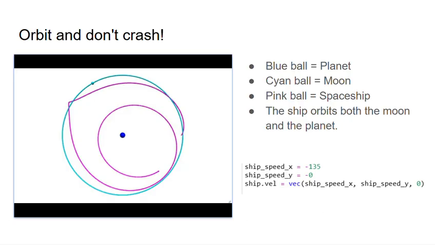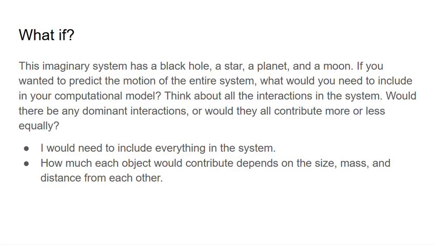So, what if? The next question was: this imaginary system has a black hole, a star, a planet, and a moon. If you wanted to predict the motion of the entire system, what would you need to include in your computational model? Think about all the interactions in the system. Would there be any dominant interactions, or would all of them contribute the same, or more or less equally?